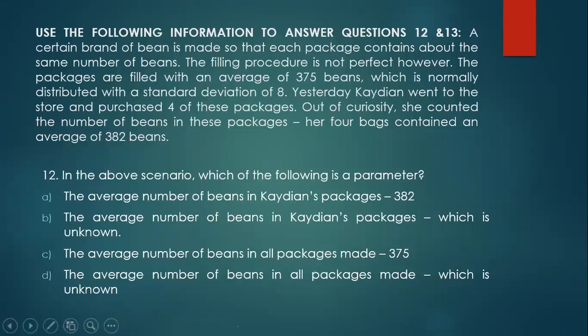So in the above scenario, which of the following is a parameter? It would be the average number of beans in all packages made is 375. Remember that a parameter is the value of our population.